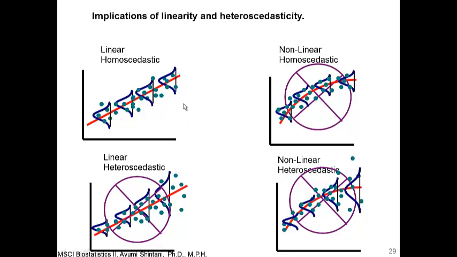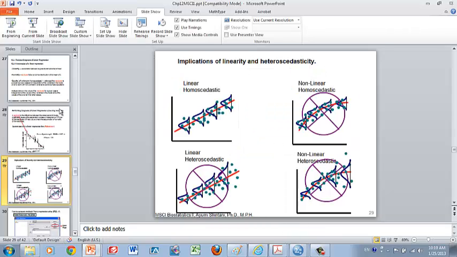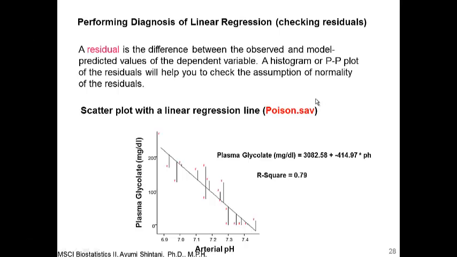Right. So let's use SPSS to diagnose these assumptions. To do that, we are going to use a different data set called Poisson.SAV. As the body weight data have only a few data points, it's really hard to use it for this example. So let's use a new data set.